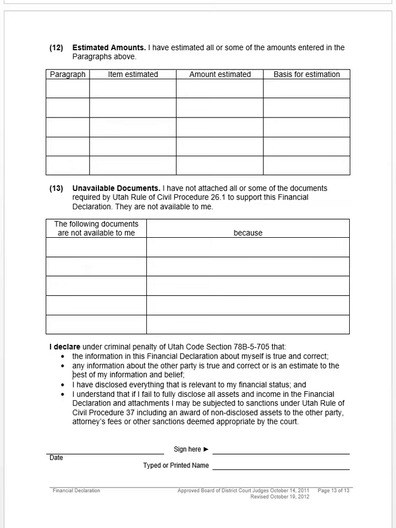Another good example of that is bank statements. My bank statements are all in my house and I'm not there anymore. My spouse is there and he or she won't give them to me. Well, by the way, I do sympathize. That's too bad and that is irritating.